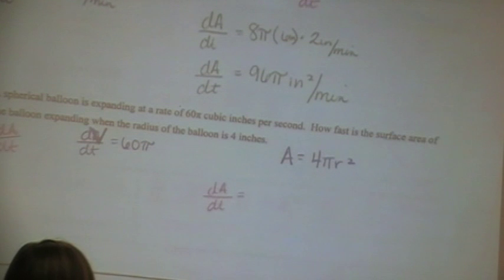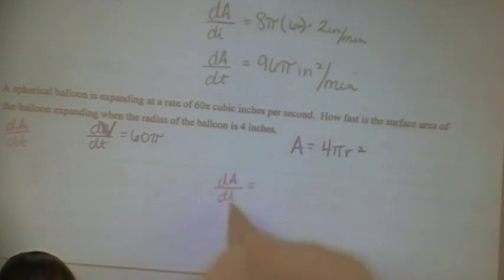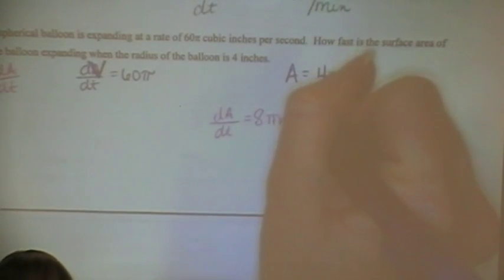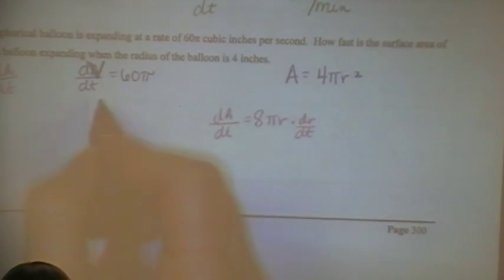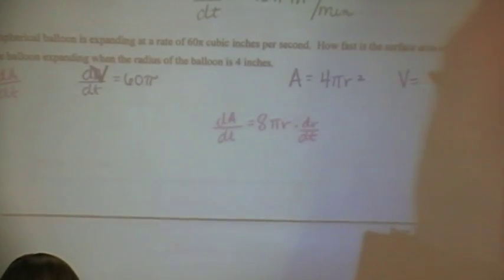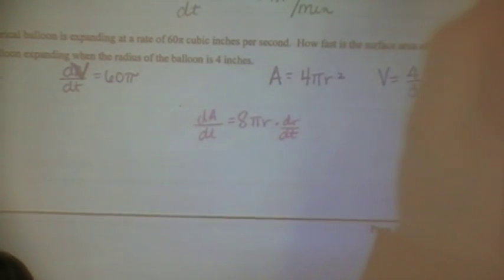It's going to be 2 steps. So we know dA/dt because we already did it. It's right there, so I'm going to go ahead and write that one down. And they gave us dV/dt, so we're going to need the volume formula. Did y'all write it down? Volume of a sphere is 4/3 pi r cubed.